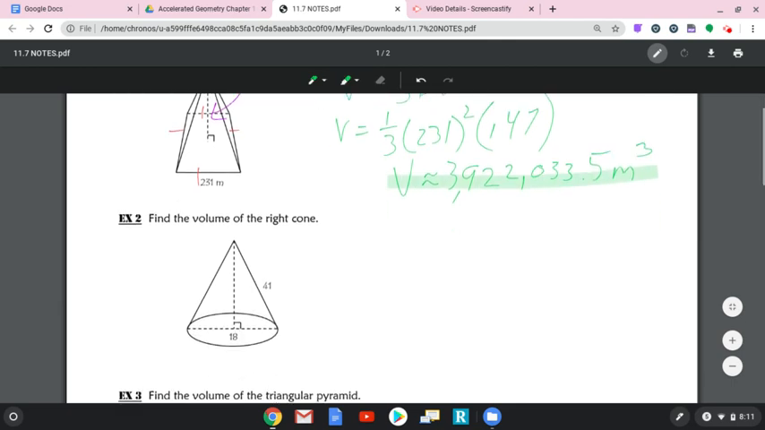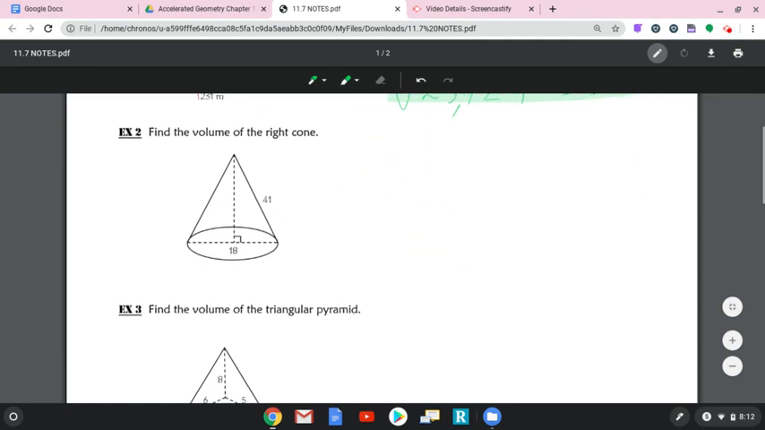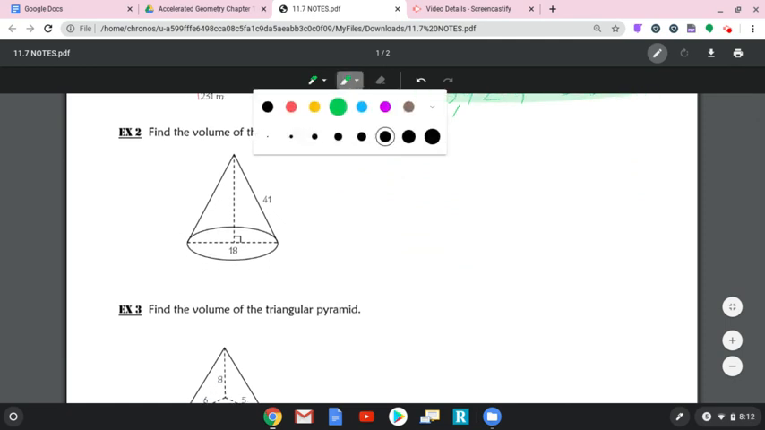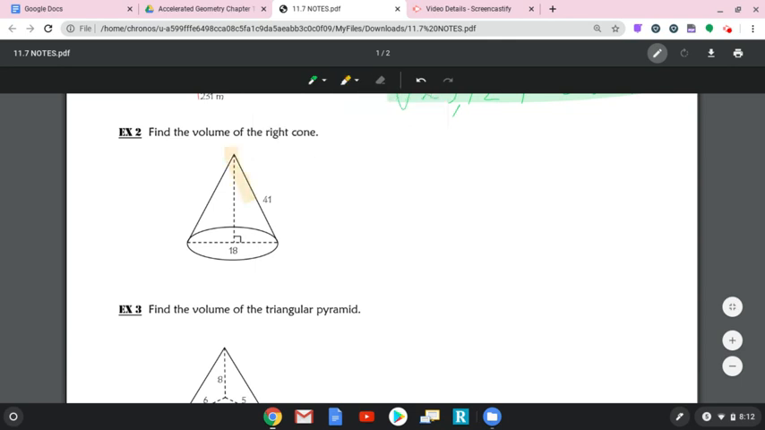Okay, let's take a look at our next one. Next, we have a cone. We have a right cone. So let's see. I'm given 41. Now be careful here. 41 in this case is not my height. 41 is my slant height. So I'm going to label that L. That is a slant height.